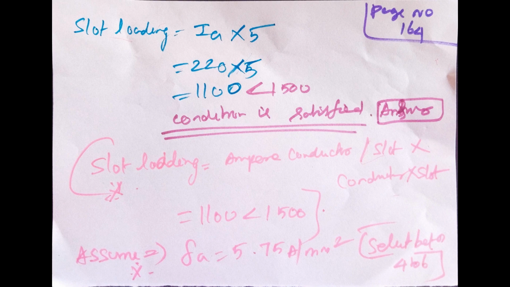Slot loading formula is ampere conductors per slot, that is IA into conductors per slot. So IA into 5, 220 into 5 is 1100. That is less than 1500. Condition is satisfied. That is the answer.